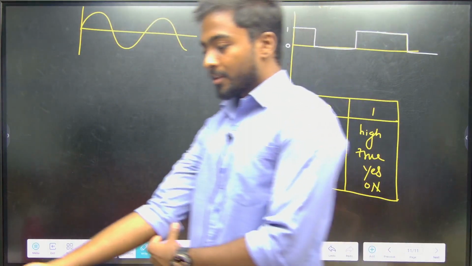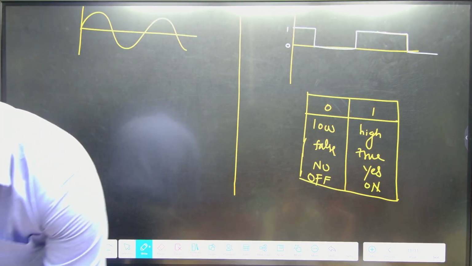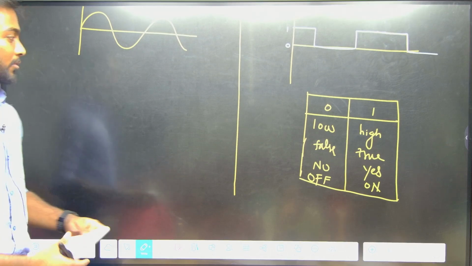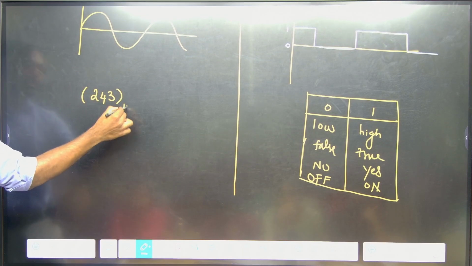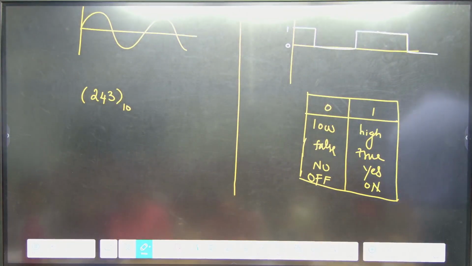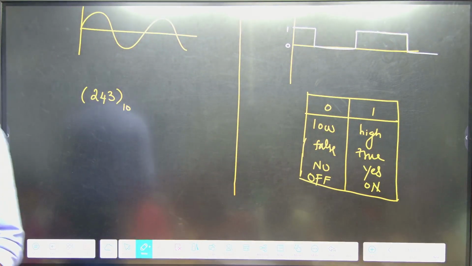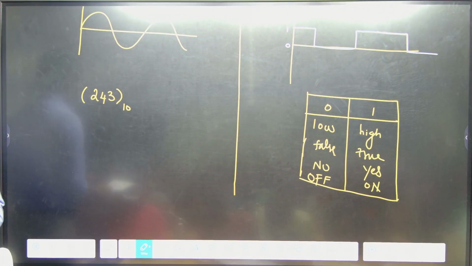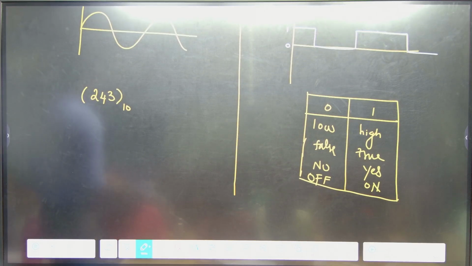Okay, we'll do some examples now. Suppose they have given 243 in terms of base 10. That base 10 is nothing but, write down, a decimal system in terms of 10.